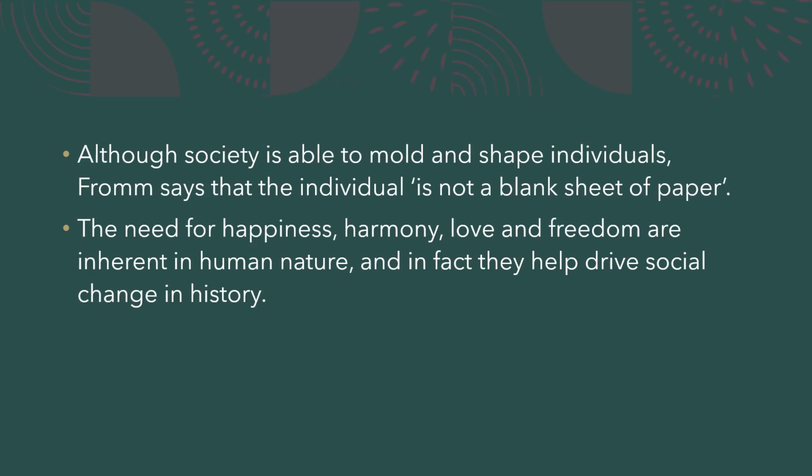So although society is able to mold and shape individuals, Fromm says that the individual is not a blank sheet of paper. It's not like there's nothing written and society can just mold individuals as it pleases. The need for happiness, harmony, love, and freedom are inherent in human nature for Fromm, and in fact they help drive social change in history. So it's this dynamic conflict between what society demands of individuals and these underlying human needs for things like happiness, harmony, love, and freedom that drives the social process, right?